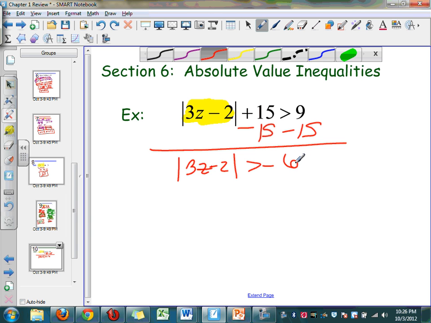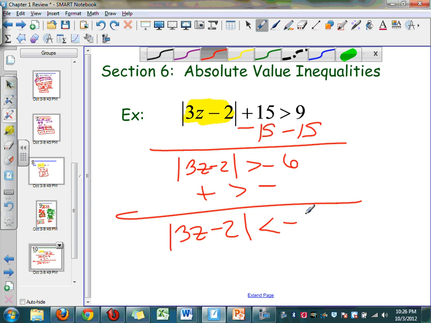Now, is it possible? Can a positive be greater than a negative? The answer to that is yes. However, I want to talk about what if I would have had the absolute value of 3z minus 2 is less than negative 6? Can a positive be less than a negative? The answer to that is no, it cannot. So that's no solution on here.